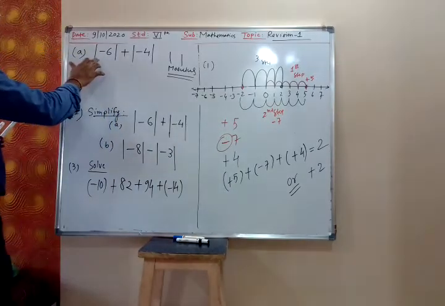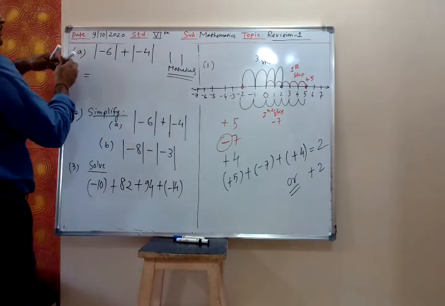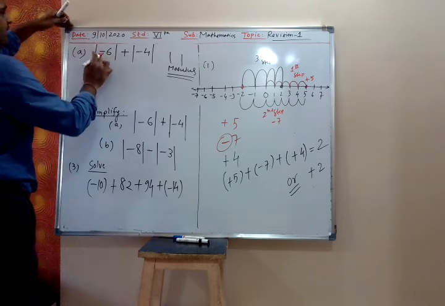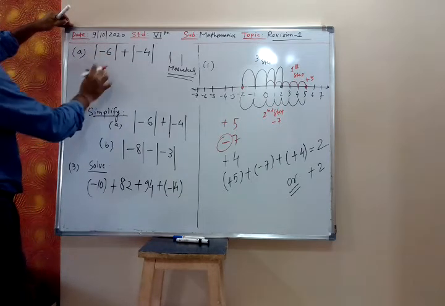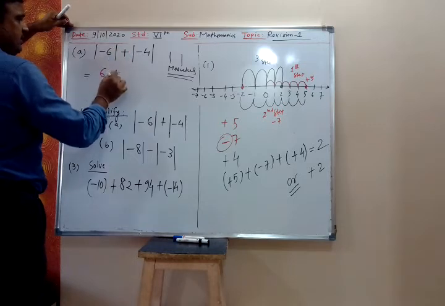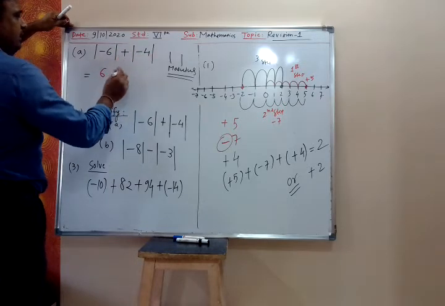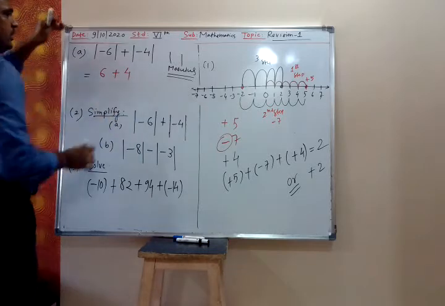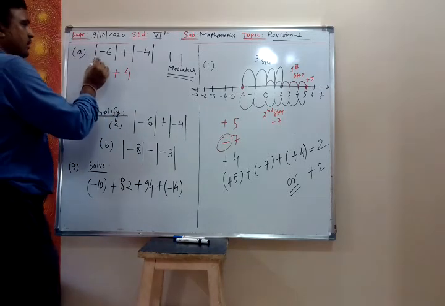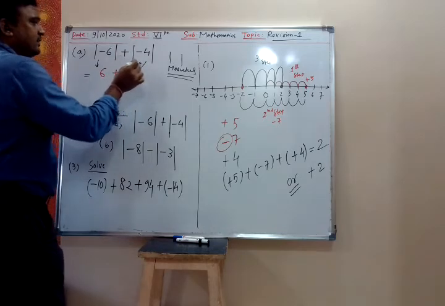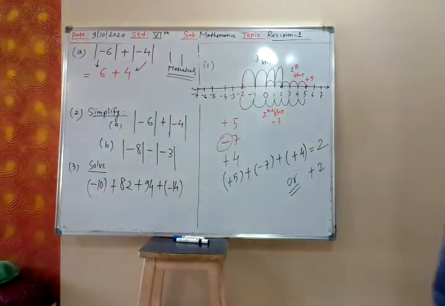Modulus bracket means whether the number has a minus sign or a plus sign, when we remove the modulus bracket, the number is always written with a plus sign. Minus 6 becomes plus 6. Then the plus sign is already there. Then again a modulus bracket is there. Mod of minus 4 will be plus 4. See here, minus 6 becomes plus 6.